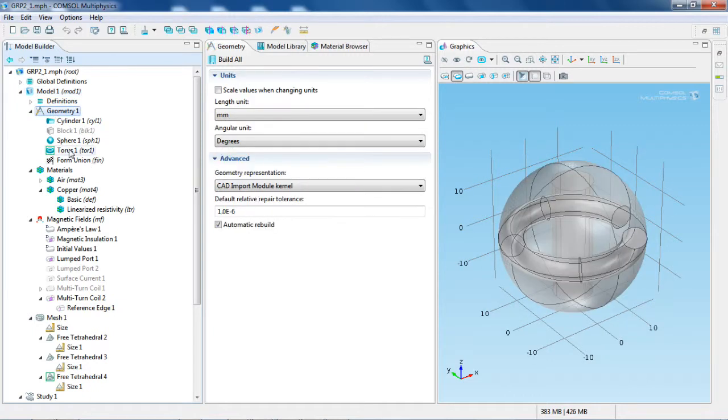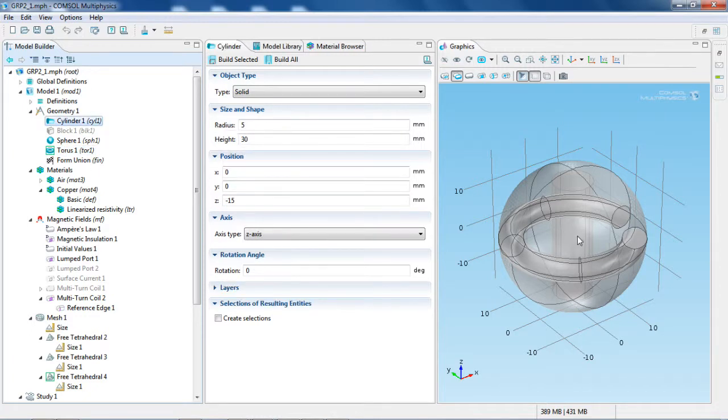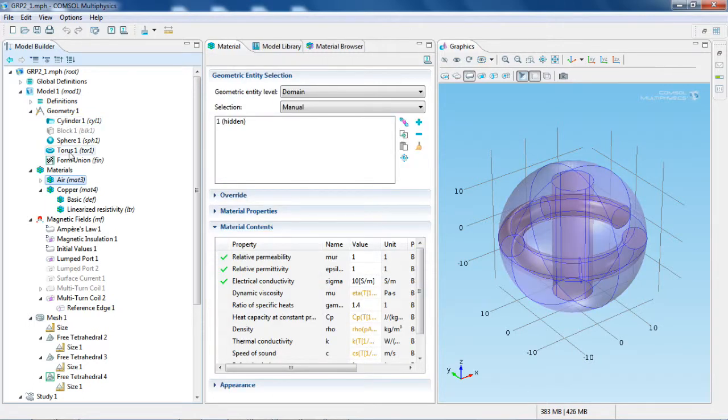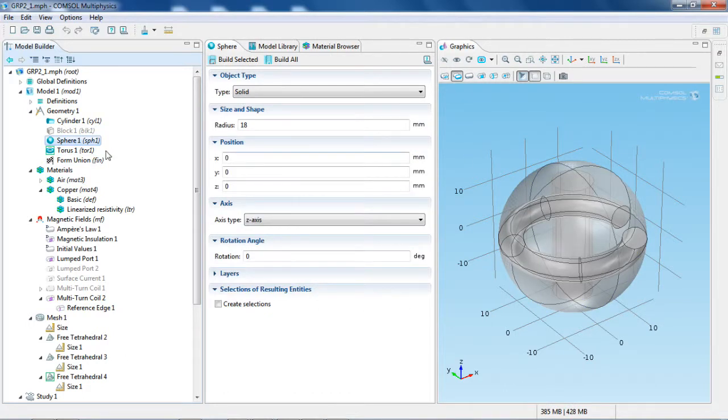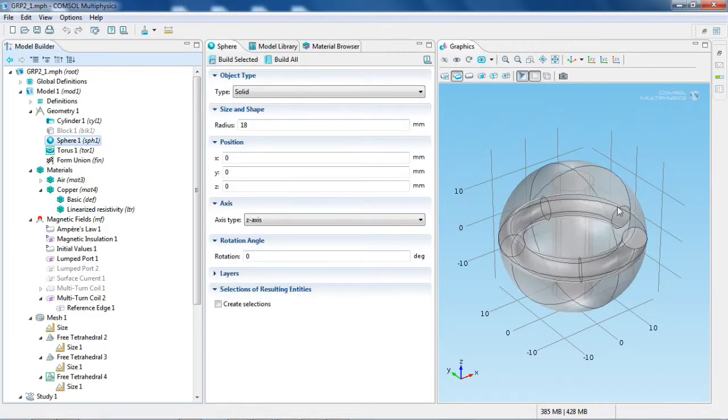The first simulation is shown here. This is the circular Rogowski coil. A toroid was used to represent the Rogowski coil, whilst a cylinder was used to represent the current-carrying conductor. The air boundary was represented using a sphere.